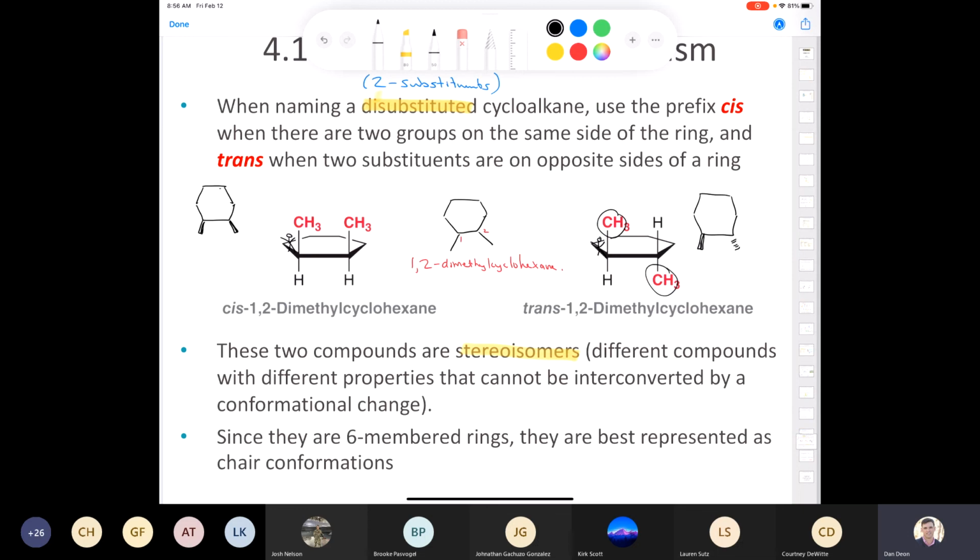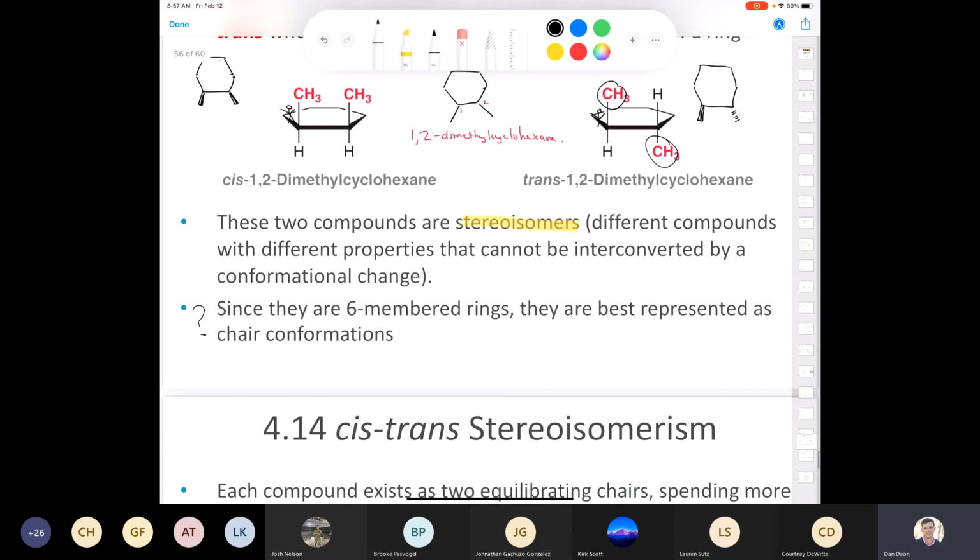That means these two molecules, this and this, have different physical properties. They're not the same. They have different melting points, different boiling points, different densities, different refractive indices, and different spectra are produced from these two molecules, and we'll get into that later. It says that since these are six-membered rings, they're best represented as chair conformations. Well, that's kind of debatable. That depends on the situation. Sometimes you might just want to represent them in 2D, but let's take a look at what the chairs look like.